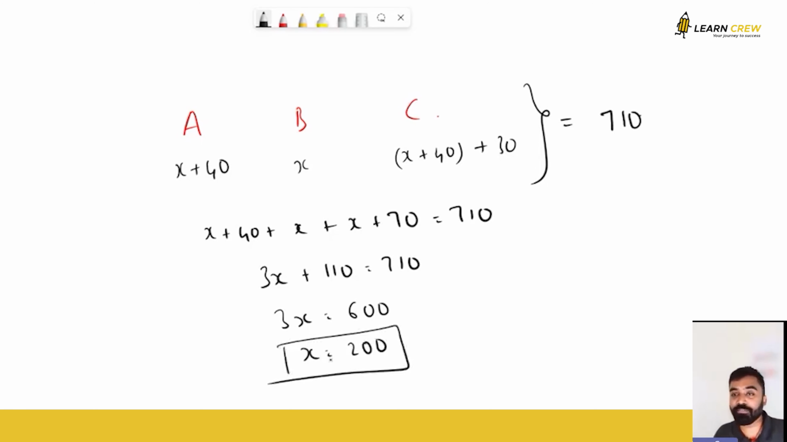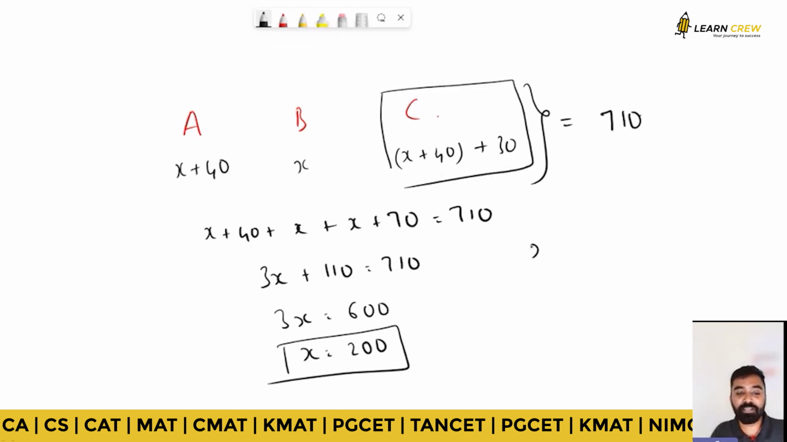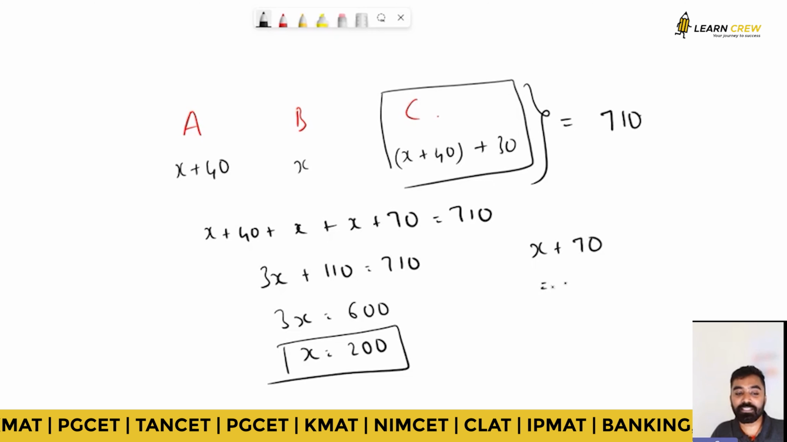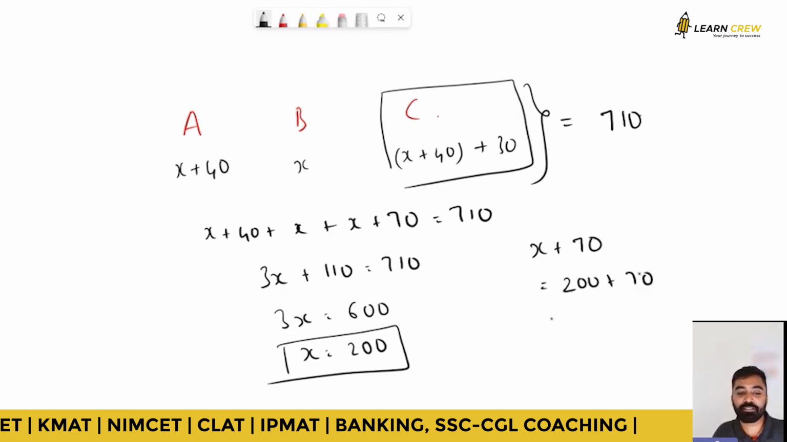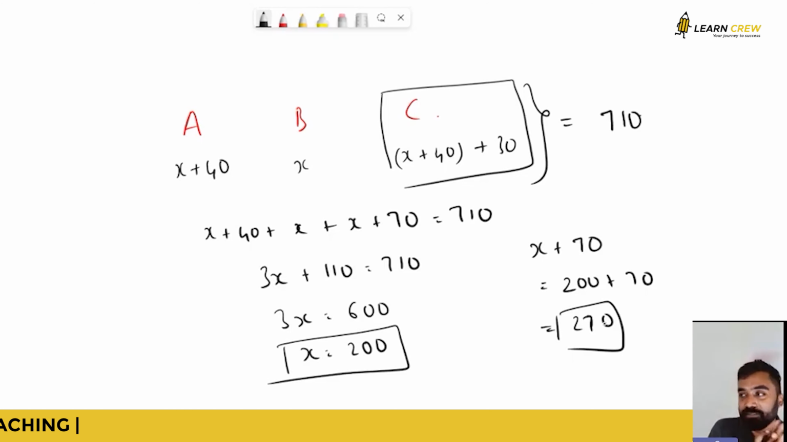Now this is the value of X. They have asked find the value of C. They have asked you to find the share of C. C is nothing but X plus 70. That is nothing but 200 plus 70. So read the question and separate it as it is given. Then your simplification becomes more easy. Clear or any doubts? Others? Online? Yes, sir.